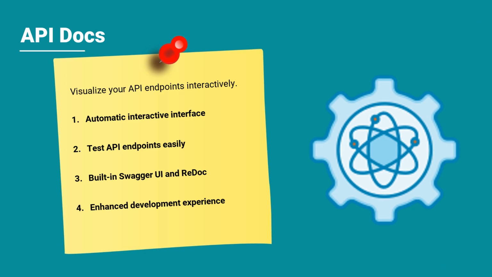One of the coolest features of FastAPI is its automatic generation of interactive API documentation. By default, FastAPI creates this super user-friendly interface that allows you to test your API endpoints using Swagger UI and Redoc. What does this mean for you? Well, it means you can visualize and interact with your API right in your browser. And honestly, that significantly improves your development experience. Just imagine being able to see how everything works without jumping through a ton of hoops.